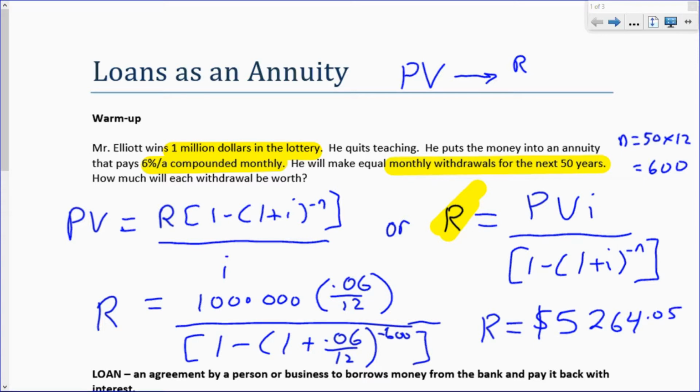$5,264.05. That's not bad. That's definitely money you could live off of. I wouldn't say that you're wealthy off $5,000 a month, but that's not too bad. It's certainly enough you could retire, that's for sure.